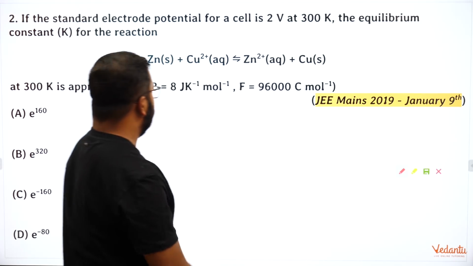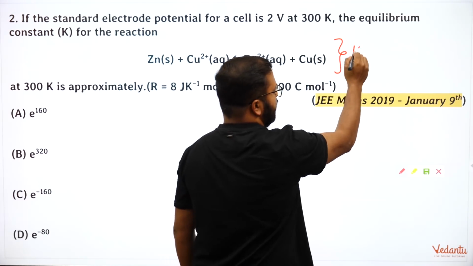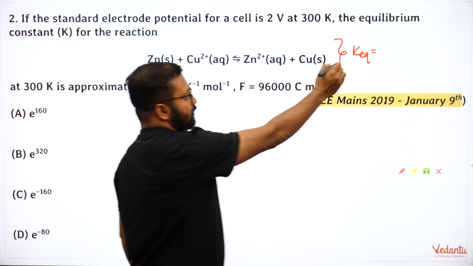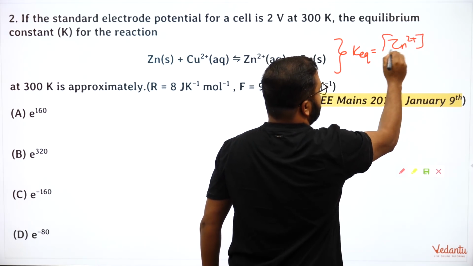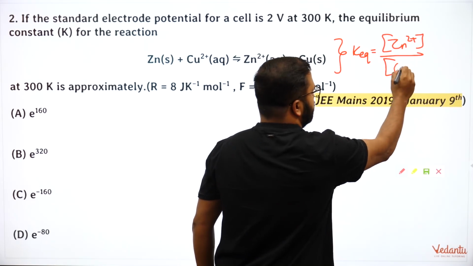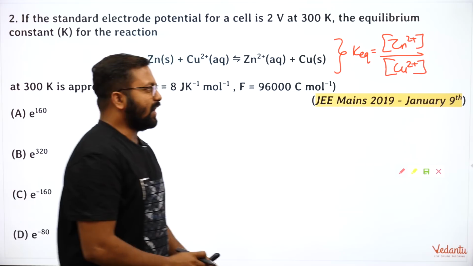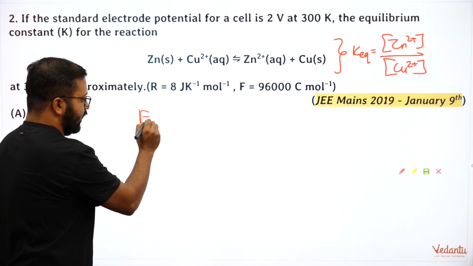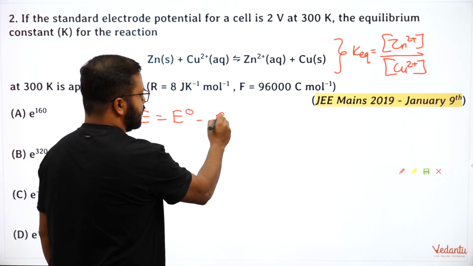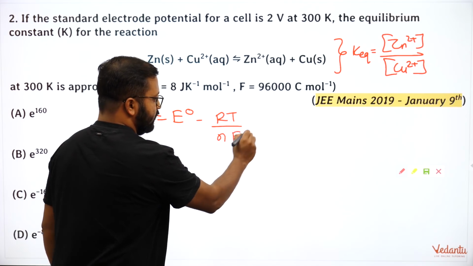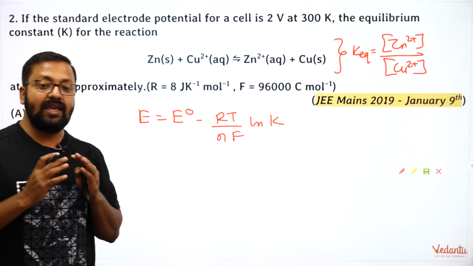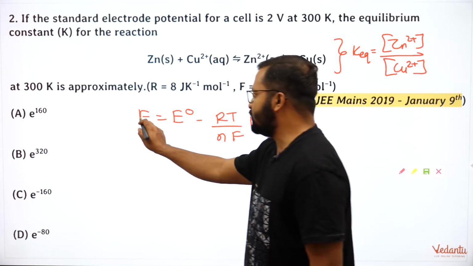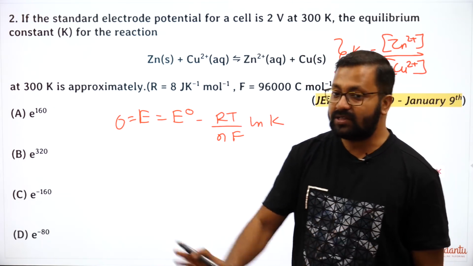So for this reaction, the equilibrium constant will be written as equal to zinc 2 plus by Cu2 plus. Okay, now the concentrations are not asked, so we can leave it like this. We can write E equals to E naught minus RT by NF ln K. Since the reaction is at equilibrium, remember that at equilibrium delta G is 0, so E cell will be 0. This part will also be equal to 0, but E naught is not equal to 0.